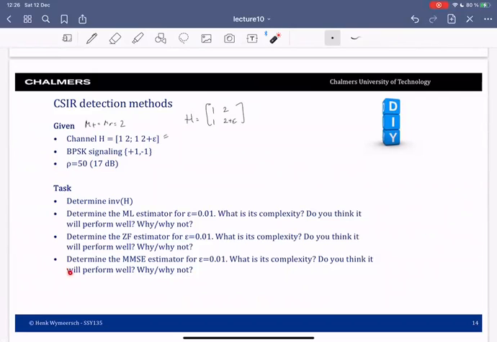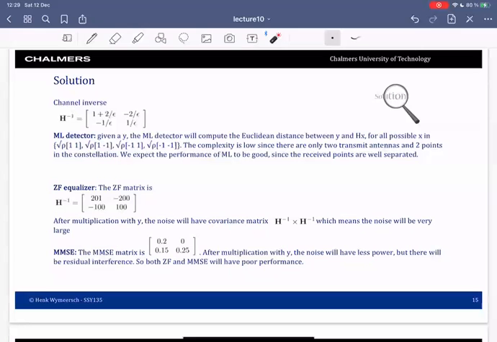And I want you to solve the following problems. You can do this in MATLAB if you want. Compute the inverse of the channel, and compute the maximum likelihood detector, zero forcing detector, and MMSE detector. See something about the complexity and about its potential performance. I recommend you spend a few minutes, pause the video, and then come back when you've solved it.